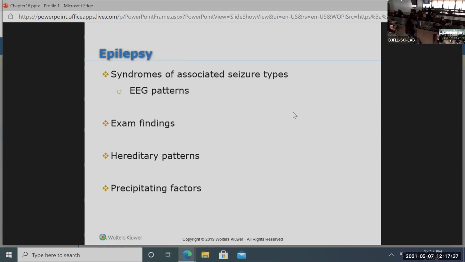Epilepsy is a different story. Syndromes associated with seizure types. All epilepsy patients have seizure or convulsion. So in those epilepsy cases, we examine the clinical findings, hereditary pattern, and in some cases, they do have precipitating factors.